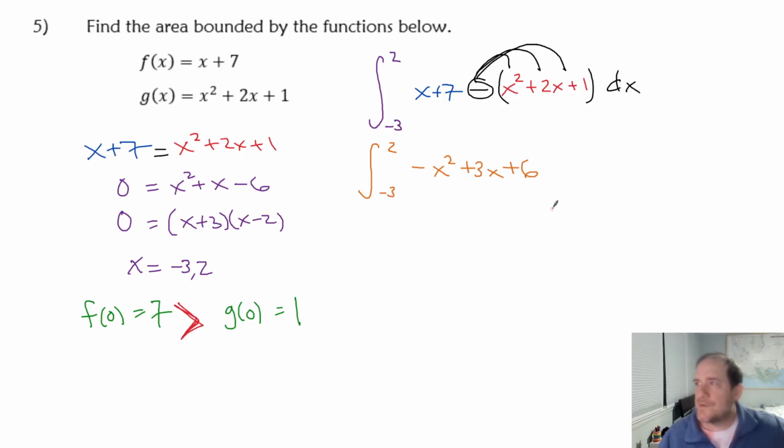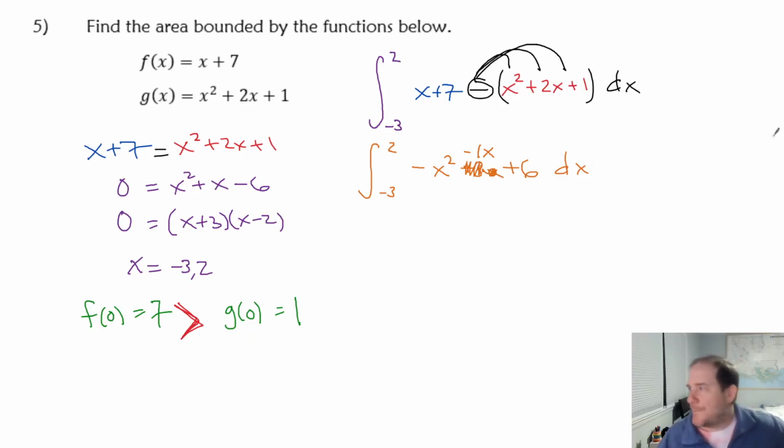That feels wrong, because it is wrong. What I meant to say was we get negative x squared, then we get x minus 2x, that's minus 1x. And then we have 7 minus 1, which is 6, so that part's fine.